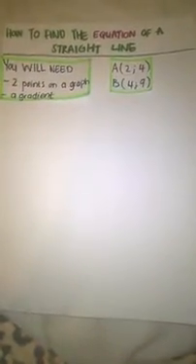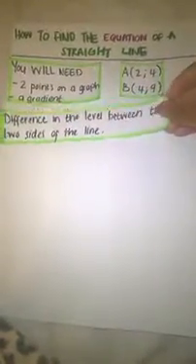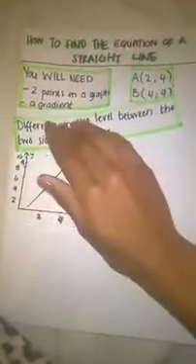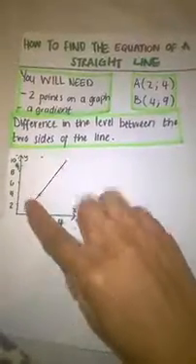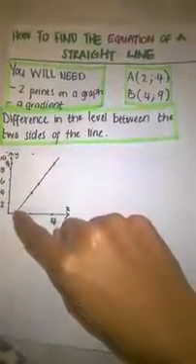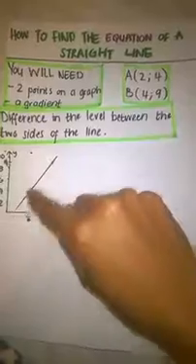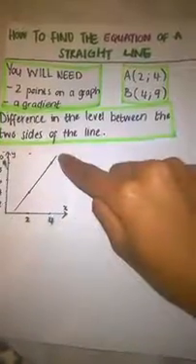What is a gradient? A gradient is a difference in the level between the two sides of the line. Now, if we have a graph given like that, then we know that these are the two sides. So this gradient or this line is sloping upward, meaning that it is a positive gradient.